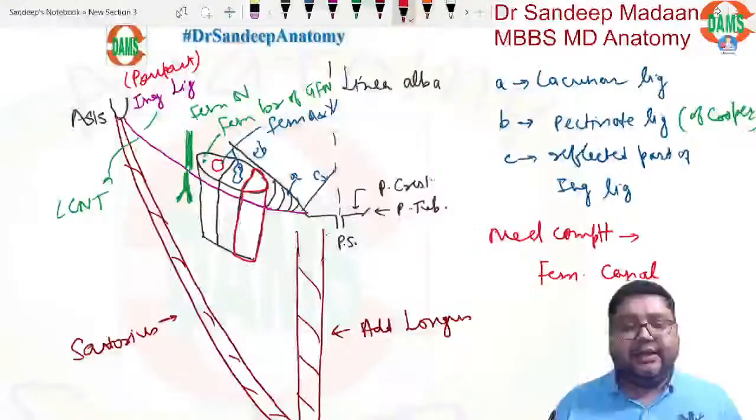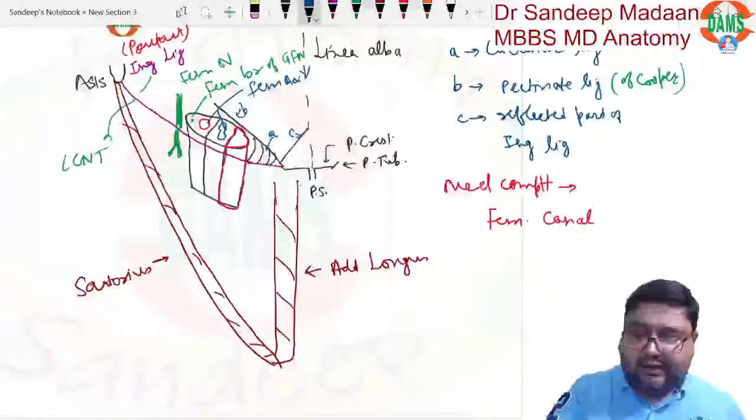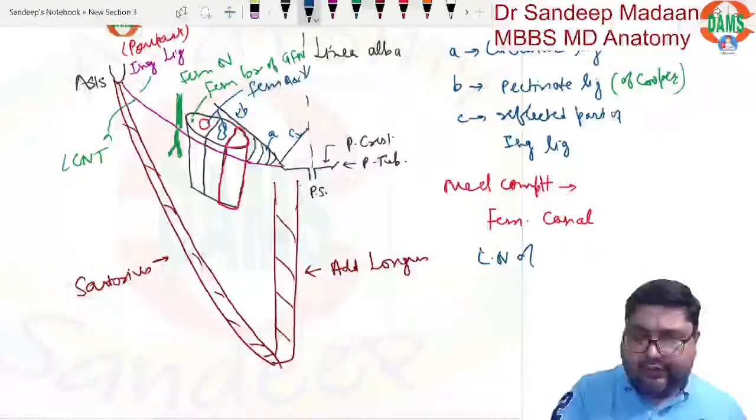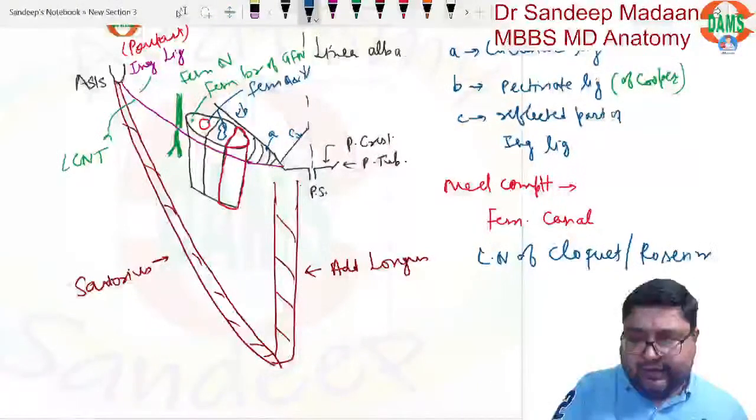But what is the content? Can you tell the content of the femoral canal, dear friends? It is the lymph node of Cloquet or Rosenmuller. And what is the clinical importance of this femoral canal? Clinically, what we can observe here is the hernia.